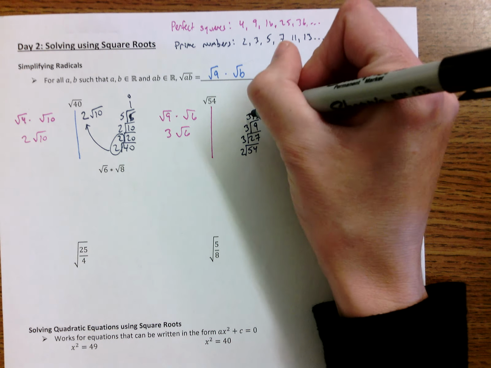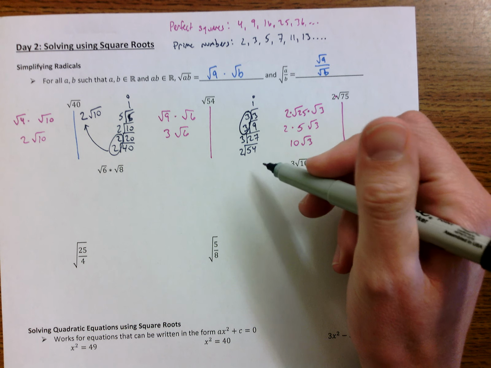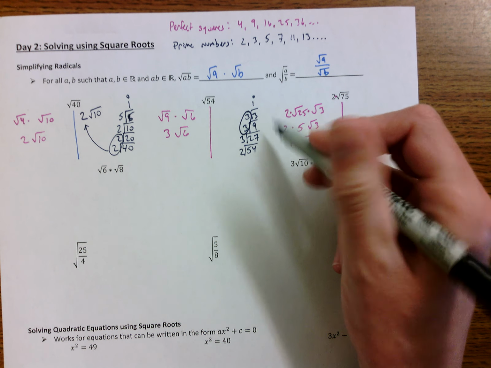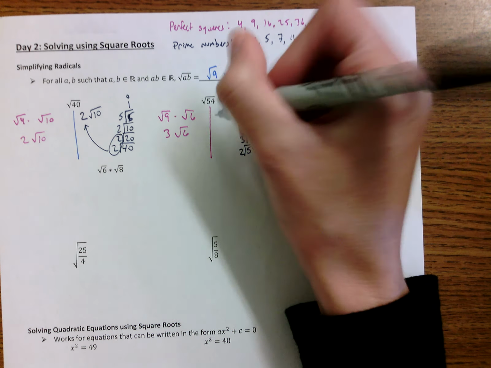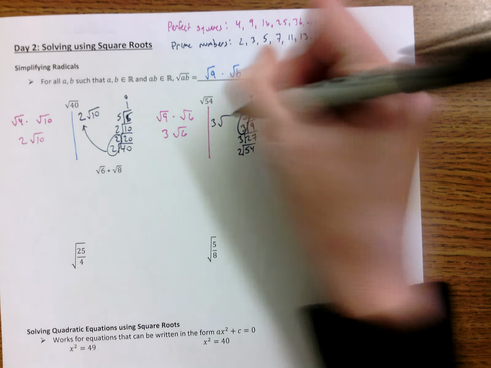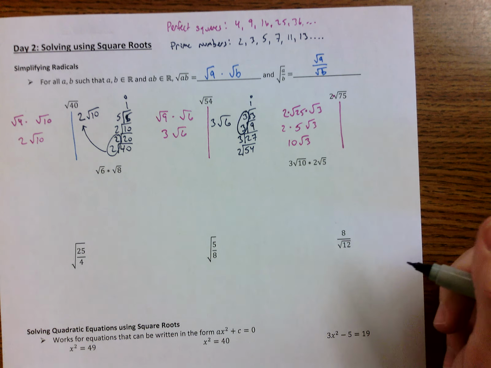Then I'm looking for pairs. They don't necessarily have to be next to each other. I tend to go through and just do the same prime number until I run out of them, but they don't have to be next to each other. It's just pairs. Okay, and then I've got a pair, so that's going to go on the outside. Anything left over, this 3 and the 2 that don't have pairs, you multiply back together.